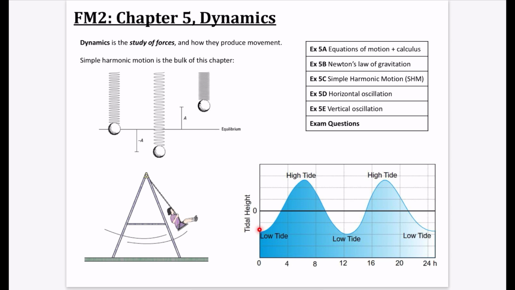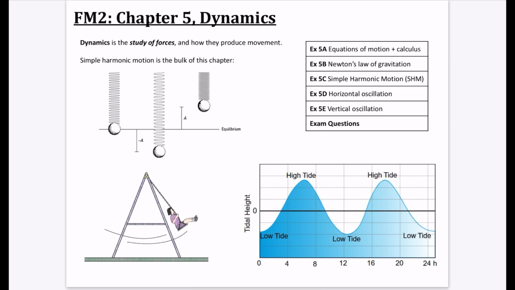And then I've also got the way that the tides will move. When you have high tide and low tide, they can also be modelled by simple harmonic motion. And this is the giveaway that simple harmonic motion is to do with sine and cosine. It's to do with those trigonometric patterns.